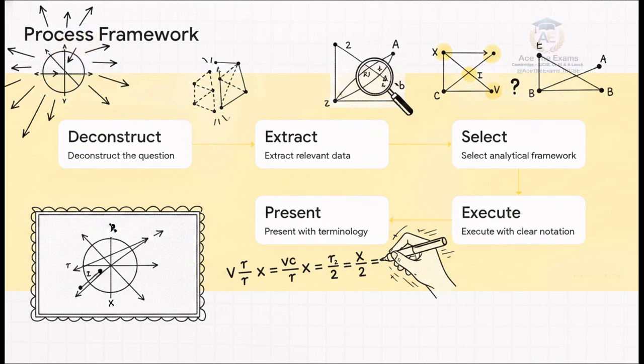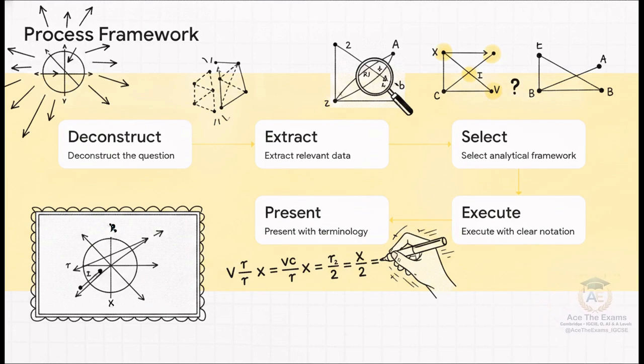Extract relevant data. This is where our time management matrix comes in. Scan the diagram and instantly write down the equal and parallel opposite vectors. Step 3. Select your analytical framework. Are you using vector addition to find a resultant path? Step 4. Execute with clear notation.